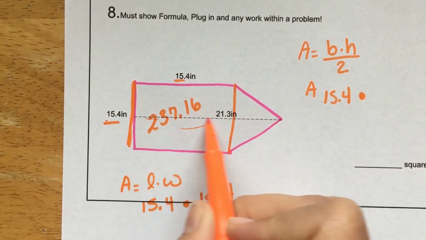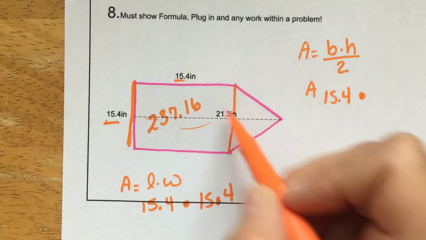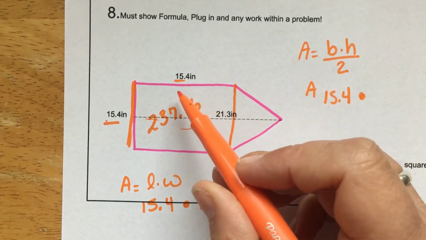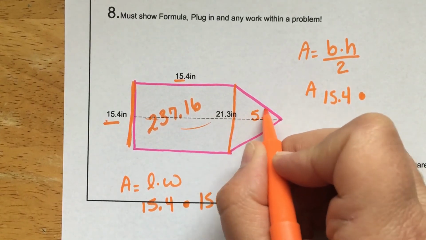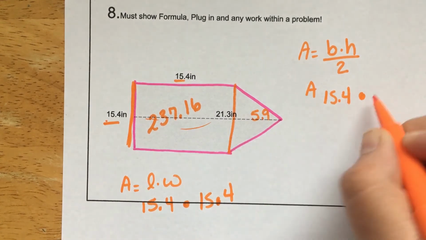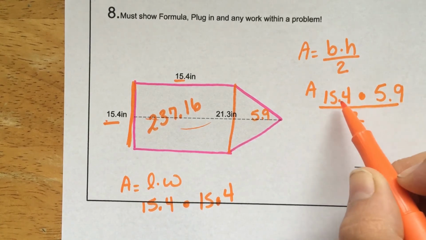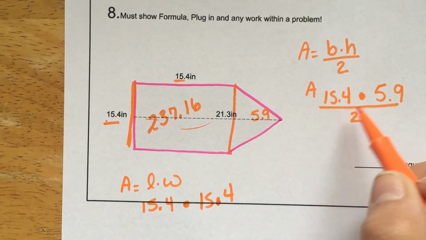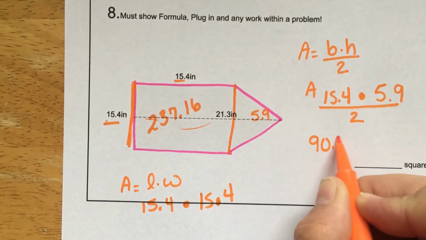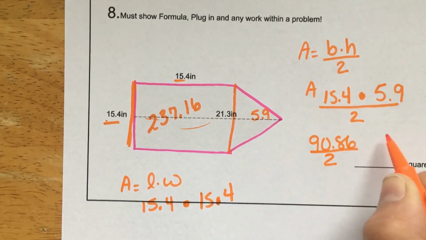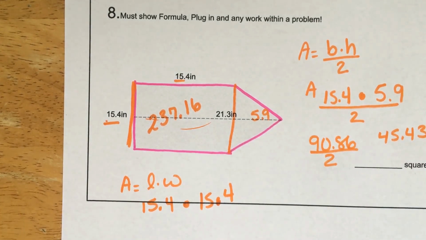Again, if this whole thing is 21.3 and this part is 15.4, then I just subtract those two numbers. I take 21.3, subtract 15.4, and I should come up with 5.9 in my calculator. Okay, so I'm going to multiply this by 5.9, and then I'm going to divide this by 2. Well, when I put in my calculator the 15.4 times the 5.9, I'm going to get 90.86. I have to divide that by 2, and that's going to give me 45.43.